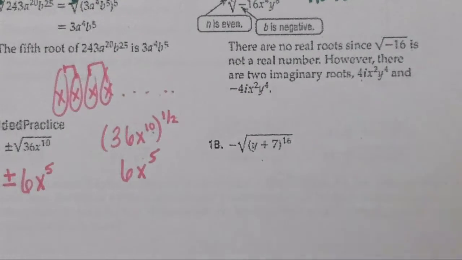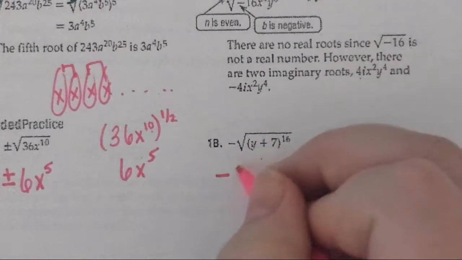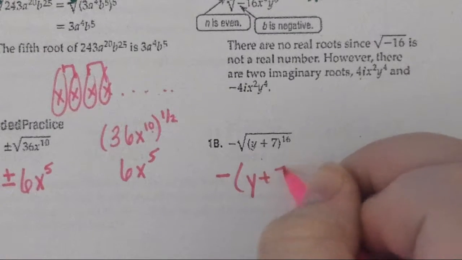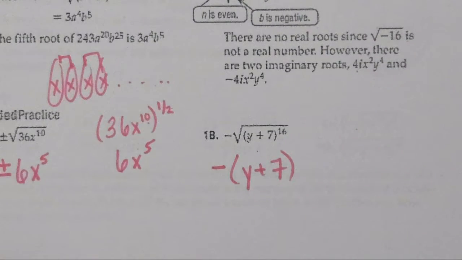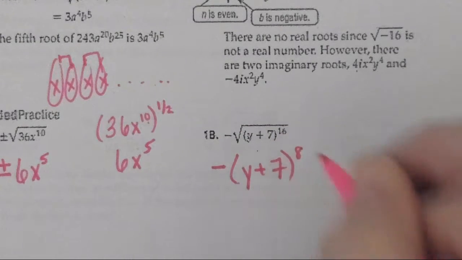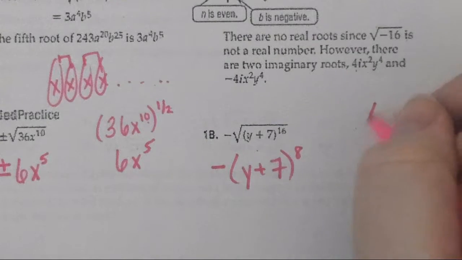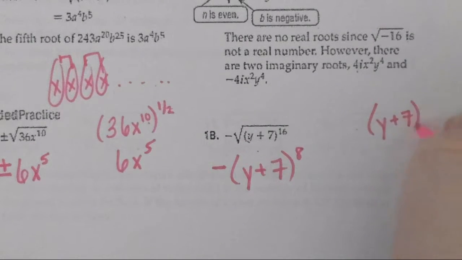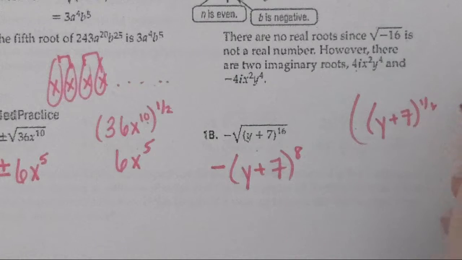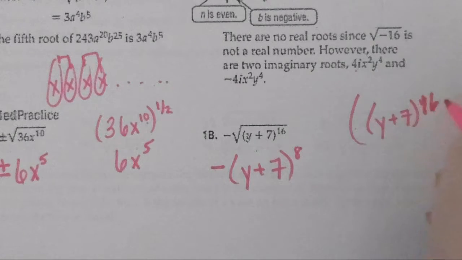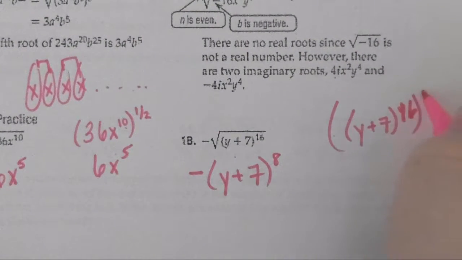Okay, 1b, I'm going to leave that negative sign on the outside. I'm still going to have y plus 7, but what power is it going to be raised to? Well, it was raised to the 16th, but I'm taking the square root. So it's half, so it's 8, yes. Again, I'm thinking of it as y plus 7 raised to the 16, and I think of square root as being raised to the 1/2 power. 16 divided by 2 is 8. But again, Arturo's logic of just taking half is going to work.